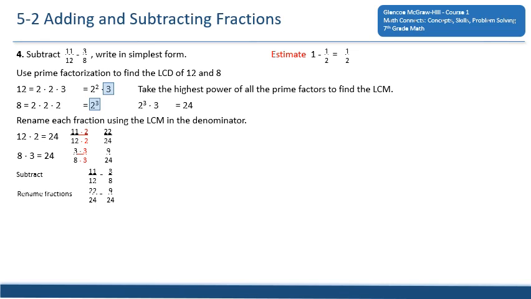Now we can subtract 3/8 from 11/12 with the renamed fractions. So 22/24 minus 9/24 equals 13/24. If we check that against the estimate for reasonableness, 13/24 is about 1/2. It's 1/24 more than a half, so it's reasonable to say that those are about the same.